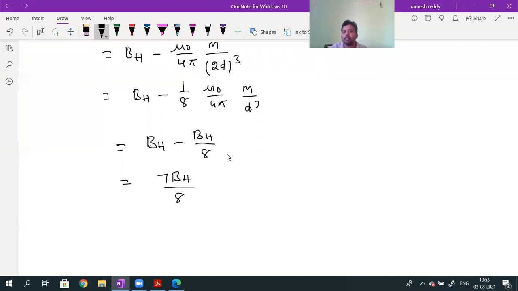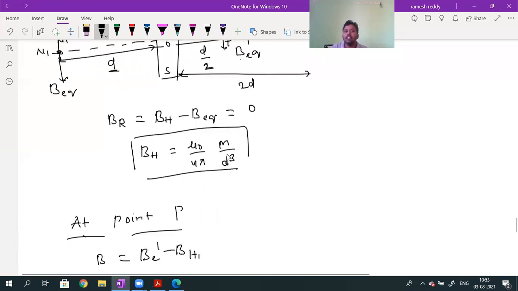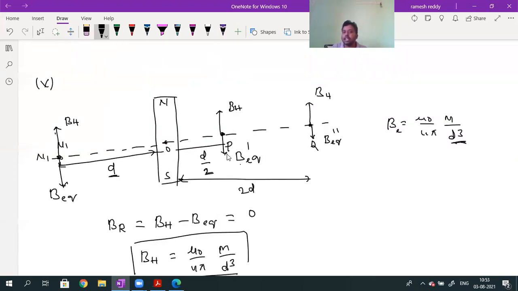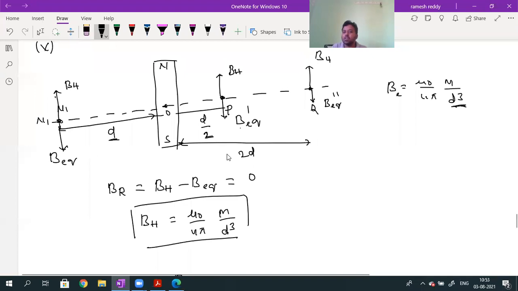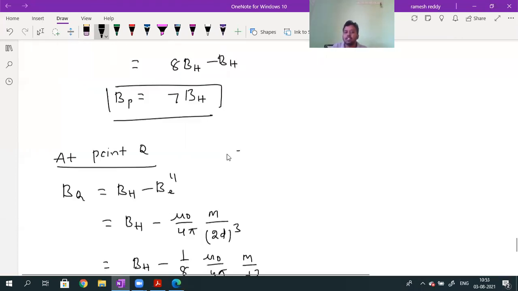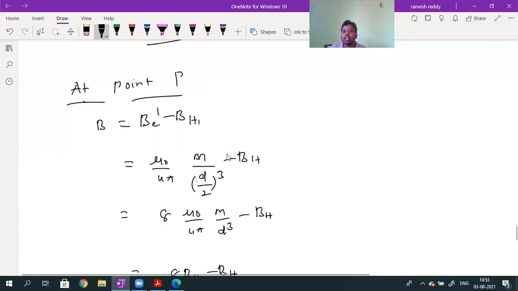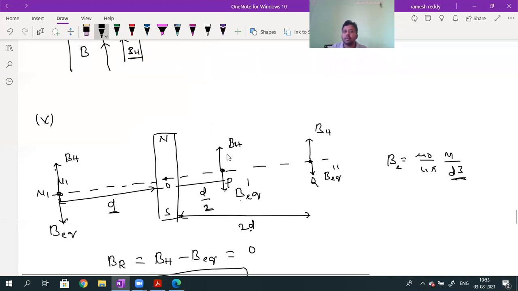This is the expression for the magnetic field induction due to a bar magnet. Whenever the north pole of the bar magnet is placed towards the geographic north, a null point is obtained at a distance d. What is the resultant magnetic field induction at a distance of 2d? It is given by 7 into BH divided by 8. Is it understood? Till now we calculated the resultant magnetic field due to the bar magnet on its equatorial line.